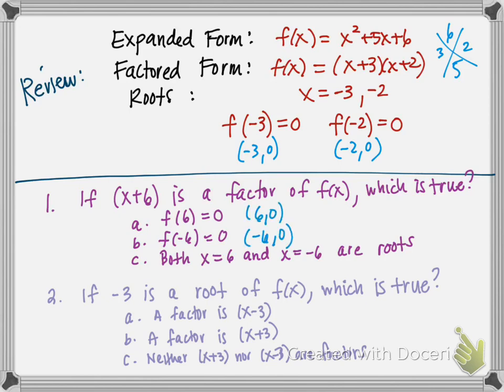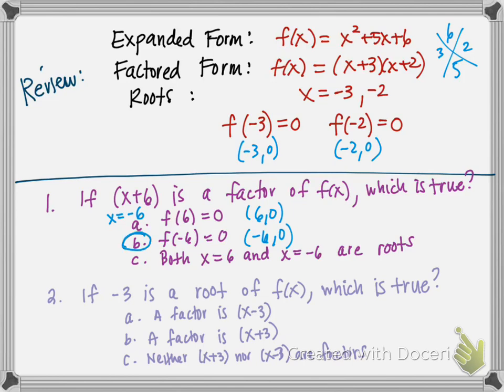A root is an x-intercept, so part A is saying it crosses at (6, 0). Part B is saying it crosses at (-6, 0). Part C is saying it crosses at both of those. Well, if you look at the factored form, which is x plus 6, to find the root or x-intercept, you set that equal to 0, or the pattern is to just flip the sign, right? When it was a positive 3, you flip it to a -3. So that means if I plug in -6, you should get an answer of 0. So B is our answer.